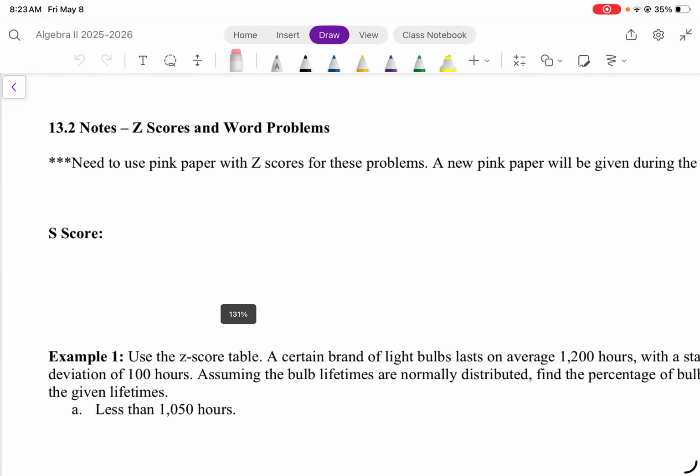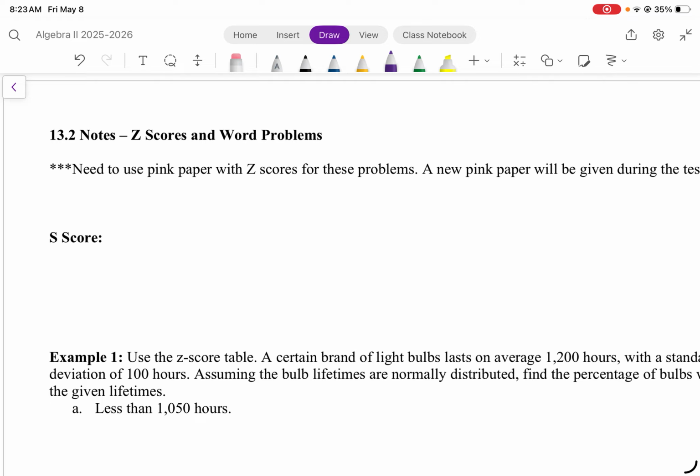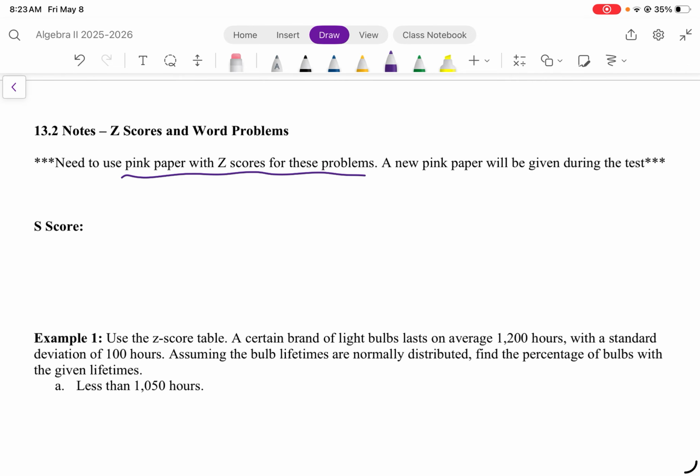Okay, so section 13.2 notes, we're going to be going over z-scores, how to use those to find probabilities, and then we're going to be using it for word problems. For this, if you haven't already grabbed the pink paper with the z-scores on it, make sure you grab that. You will need that for these problems.